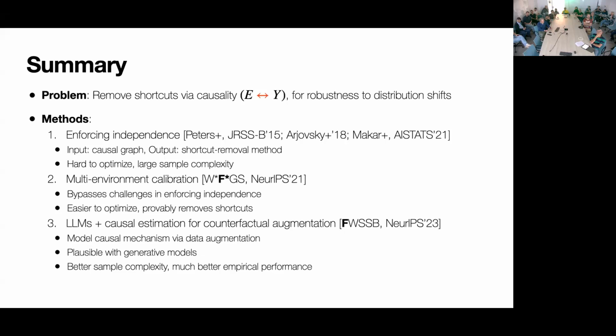As an alternative to bypass some of these challenges, we have focused in the past on calibration, which circumvents our need to do independence testing, but was still very hard to do in practice. It does provably remove shortcuts, and the literature has expanded on this notion since, but we have moved on. I then showed you that you can model the causal mechanism through augmentation, and depending on the causal structure, you will design the augmentation technique that you want. This might become plausible now with very strong generative models that represent high-dimensional signals. And I've shown you that this could get you better sample complexity, and empirically it performs much better.